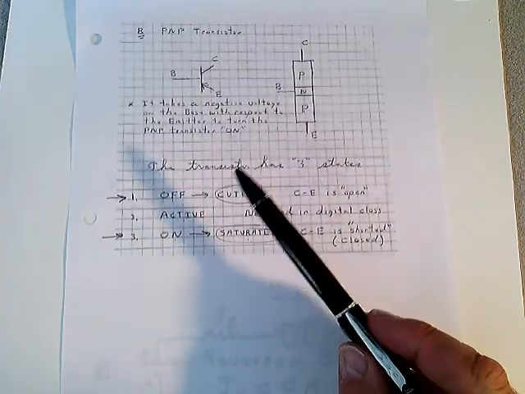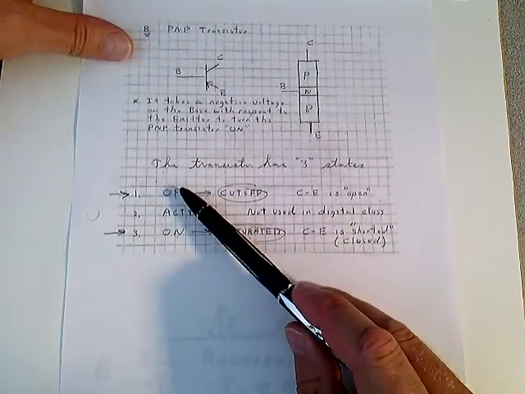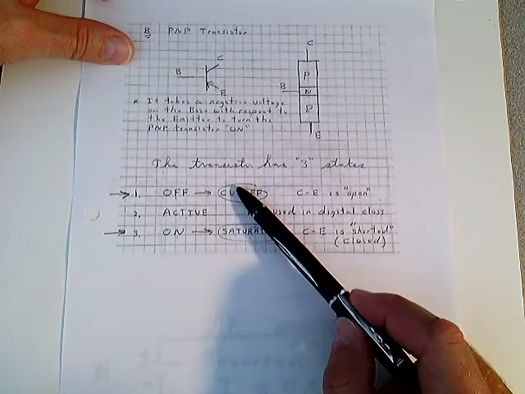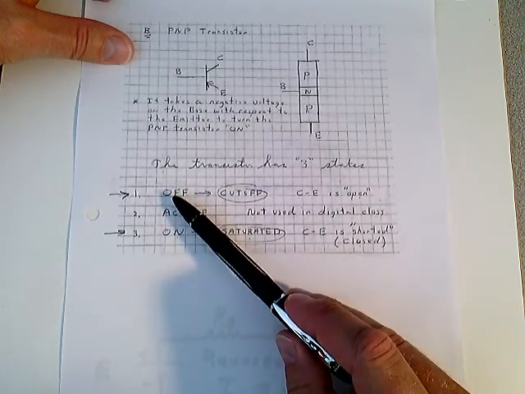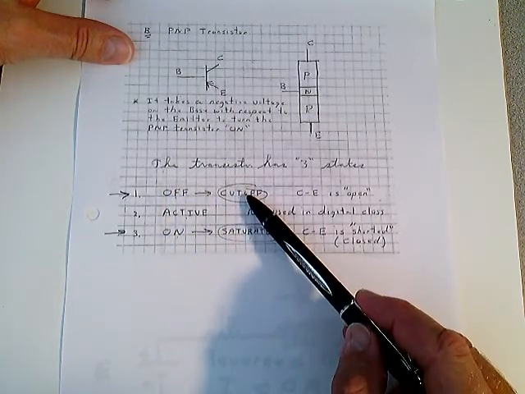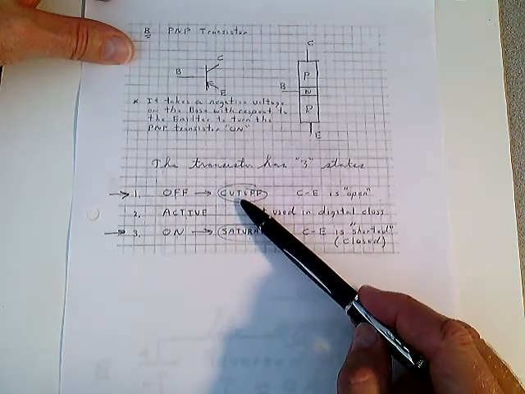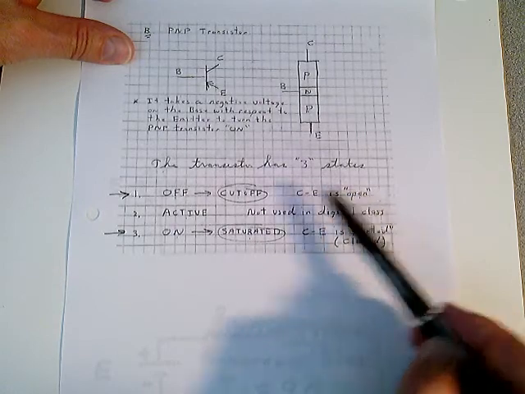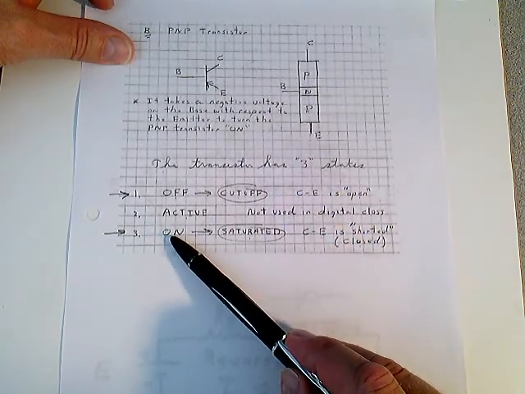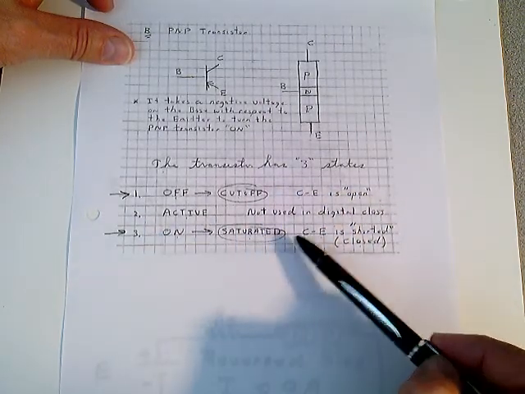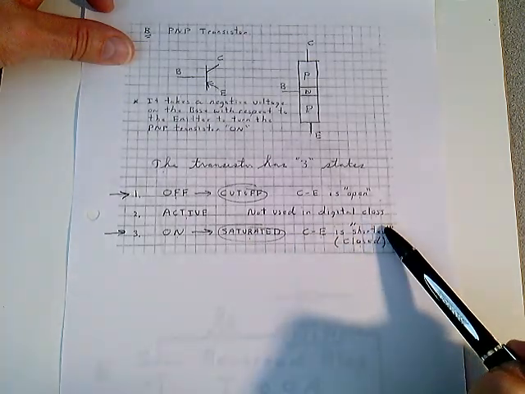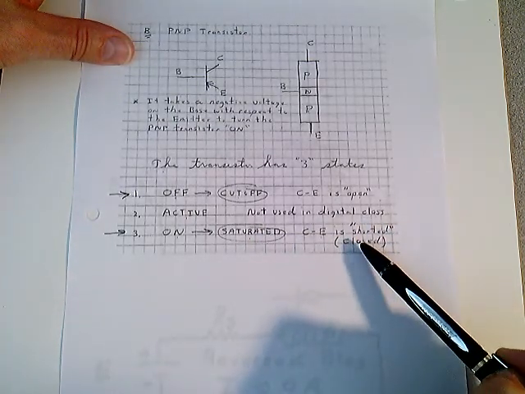What you have to memorize for this course is state 1 and state 3. There's our two states. There's our binary states. Off, which we're going to call cutoff. That's the professional terminology for it. When the transistor is off, it's cut off, and the collector to emitter is open. When the transistor is full on, it's called saturated, and the collector to emitter is a short circuit. It's closed, like a closed switch.